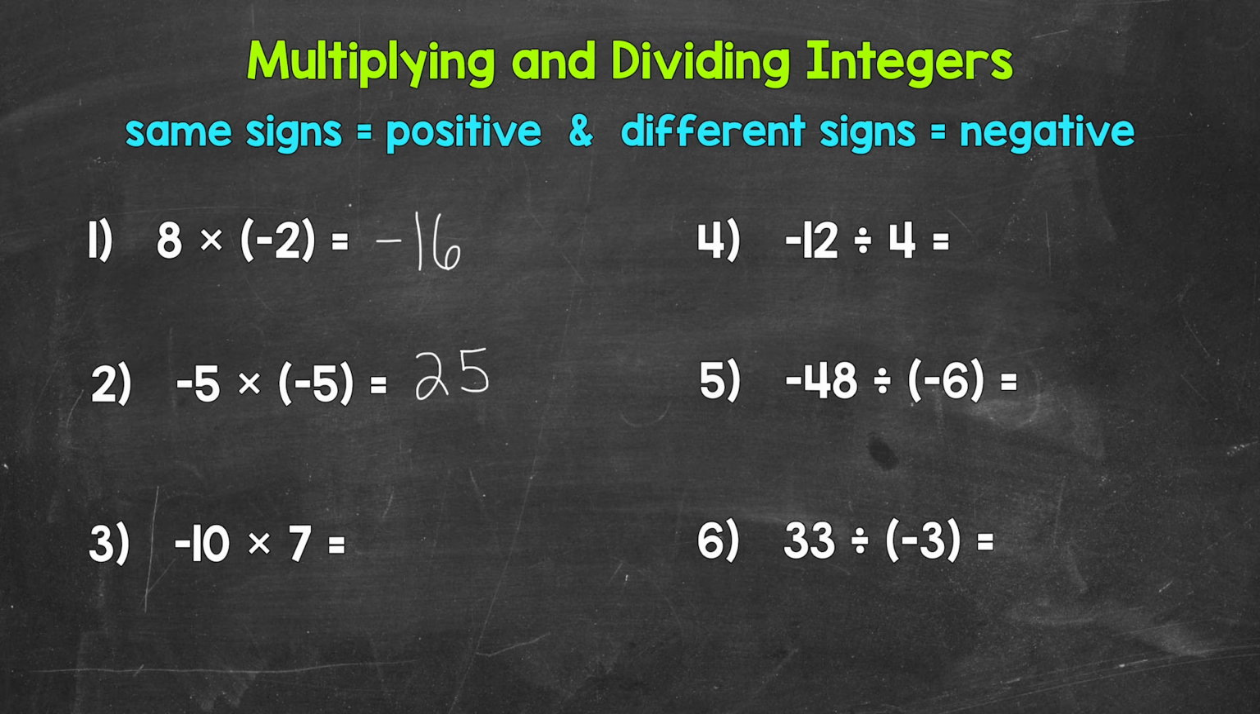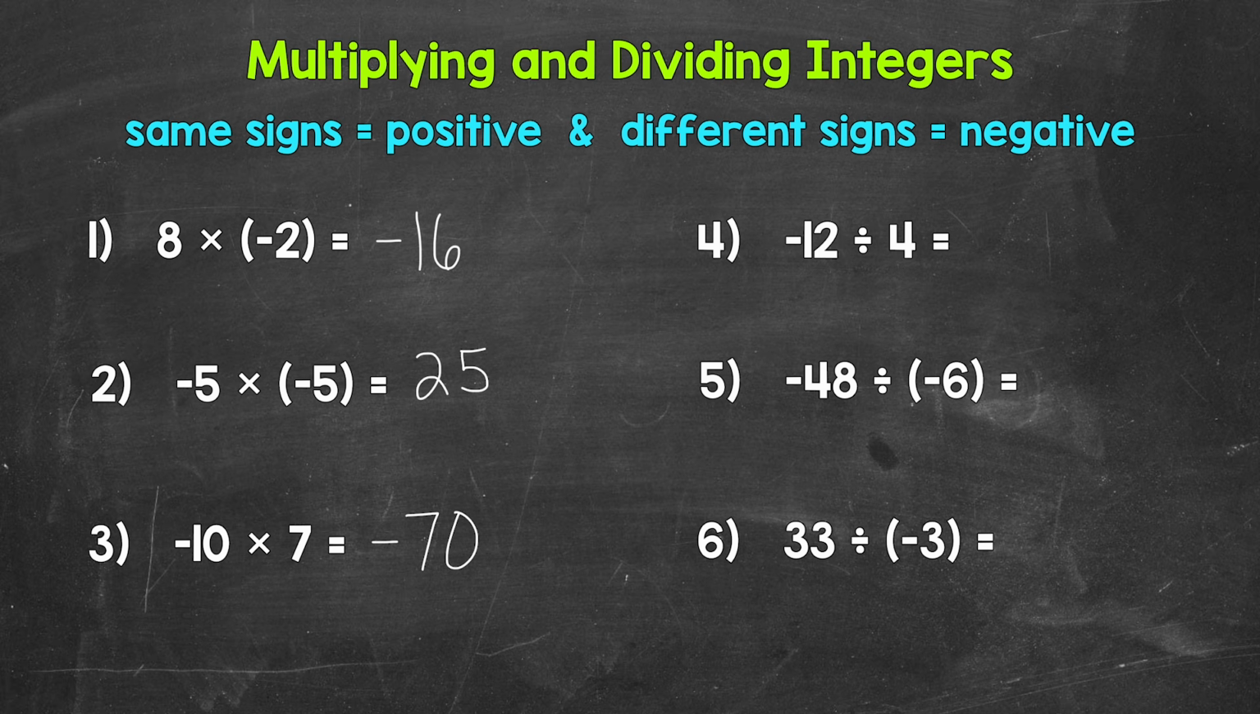Moving on to number 3, we have negative 10 times 7. So we have different signs. That means our product is going to be negative. So we can think 10 times 7 gives us 70. And again, since we have different signs, this is negative. So negative 10 times 7 equals negative 70. So those were a few multiplication examples. Let's move on to division.